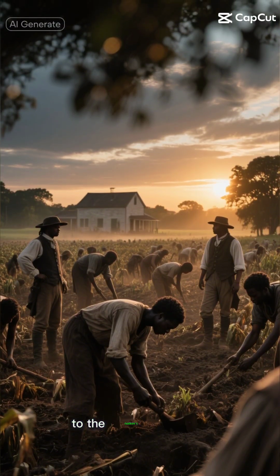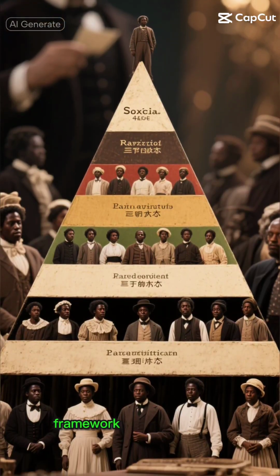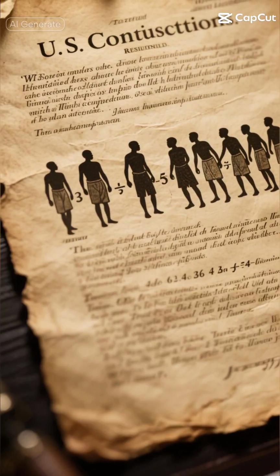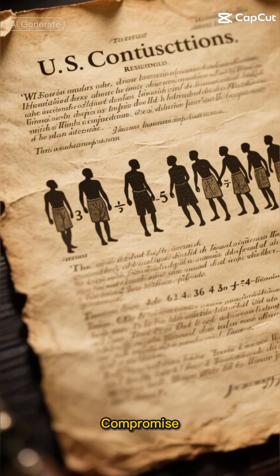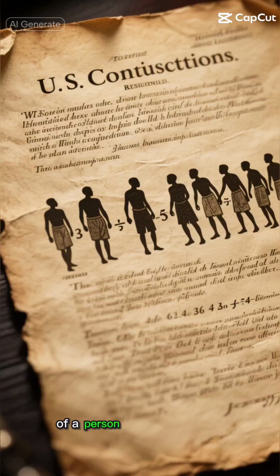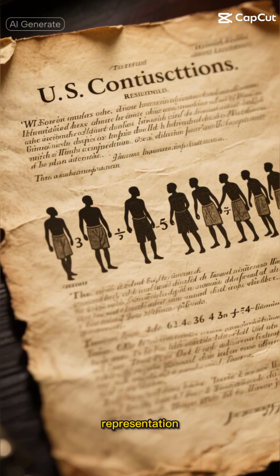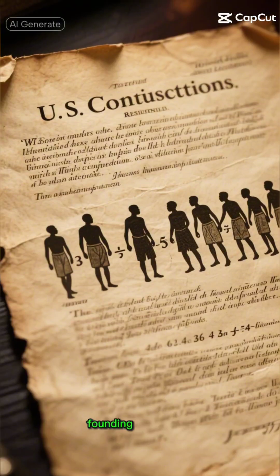nation's economy. This system was built on a legal and social framework of racial hierarchy. Constitutional compromises. The original U.S. Constitution included the 3/5 Compromise, which counted enslaved individuals as 3/5 of a person for congressional representation, institutionalizing racial hierarchy in the nation's founding document.